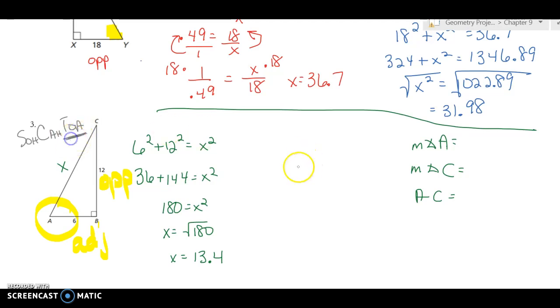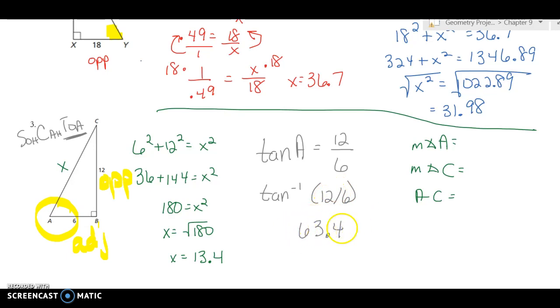And this is TOA. So it's going to be the tan of my angle A is equal to opposite over adjacent. And remember, to find that A, you're going to do the inverse tan of 12 divided by 6. And let's see what we get. The inverse tan, or second tan, of 12 divided by 6 is 63.4. So we're just going to keep that at 63. So the measure of angle A is 63. I forgot to fill in the 13.4.